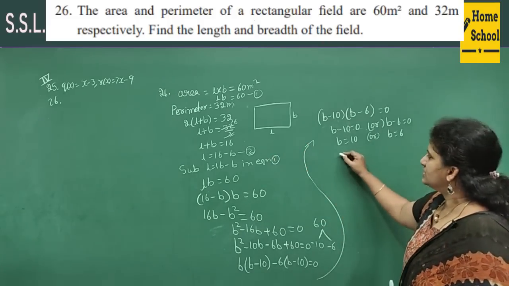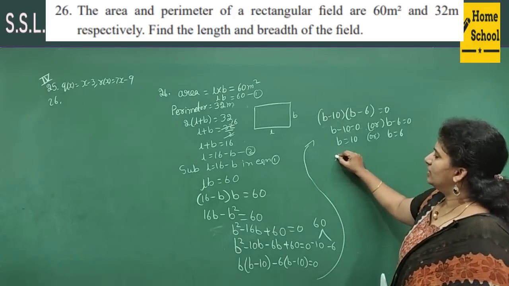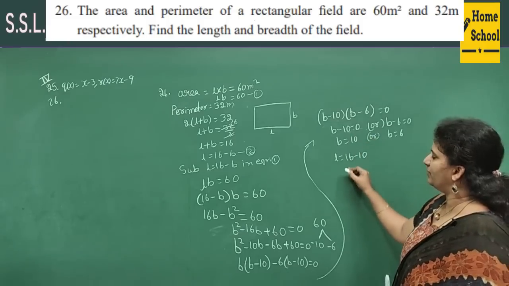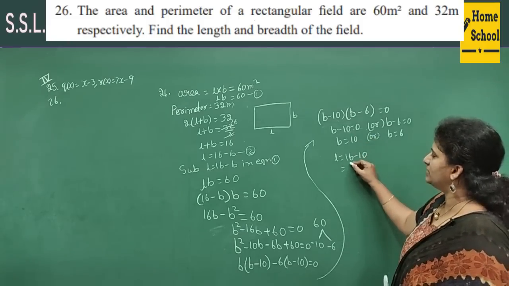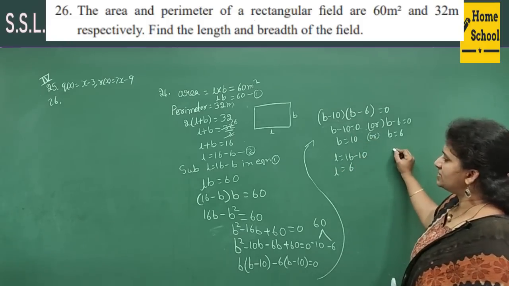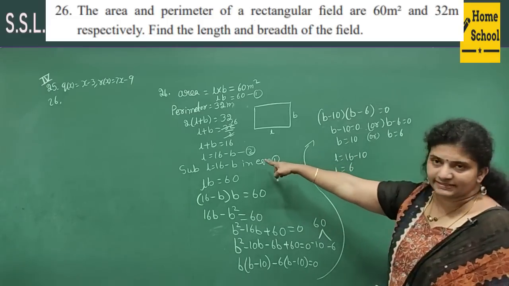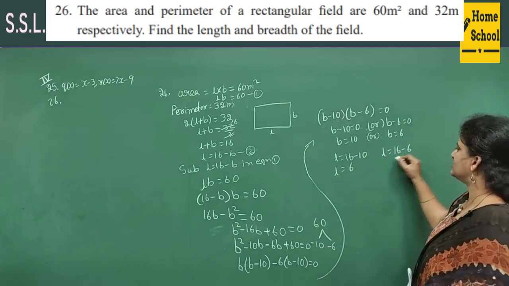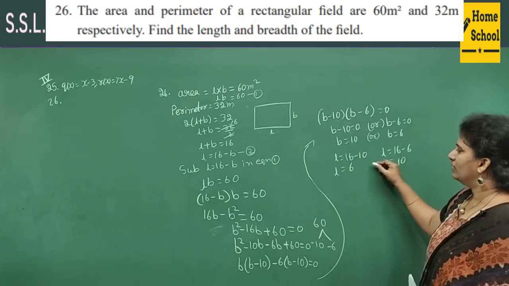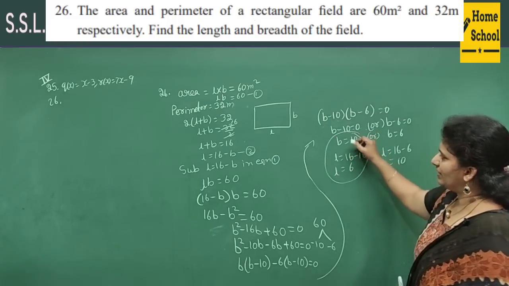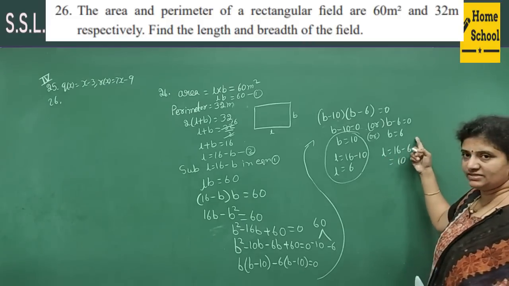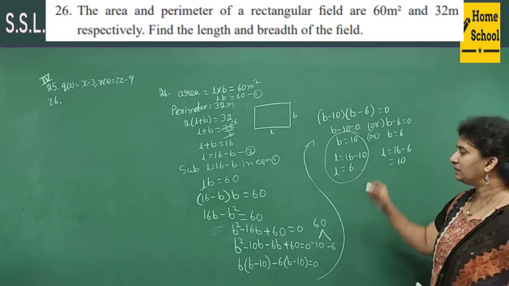Let me go with the second equation. L is equal to 16 minus 10. Substitute here b value 10. That will be how much? 6. Suppose if I substitute b is equal to 6 in the second equation, what happens? L is equal to 16 minus 6, that is 10. What can you say? If breadth is 10, length will be 6. If breadth is 6, length will be 10.